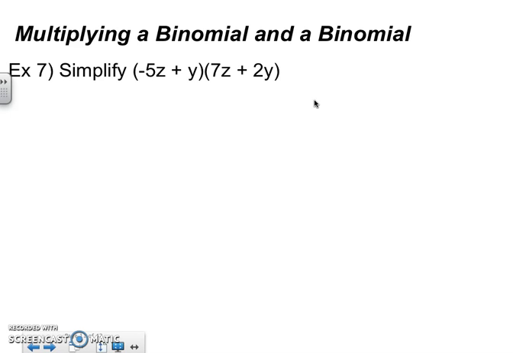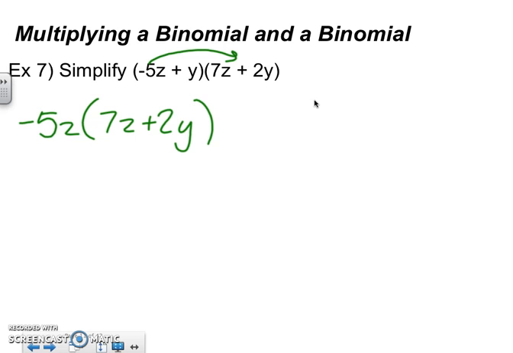So again, I'm going to set it up like I always would. First term times everything on the right. So negative 5z times everything on the right. Okay? I'm going to do my second term times everything on the right. Okay? I'm going to distribute.